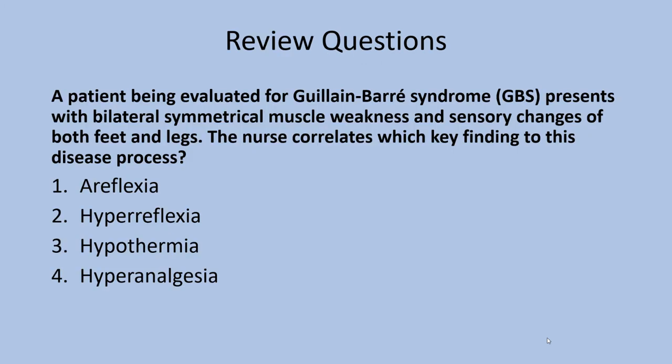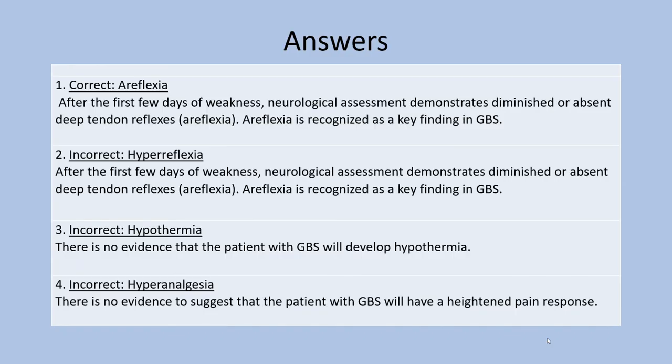Okay, a patient being evaluated for Guillain-Barre syndrome presents with bilateral symmetrical muscle weakness and sensory changes of both feet and legs. The nurse correlates which key finding to this disease process: areflexia, hyperreflexia, hypothermia, or hyperalgesia? It is areflexia. So after a few days of weakness, neurological assessment demonstrates diminished or absent deep tendon reflexes, which is areflexia. So that is a definite key finding.